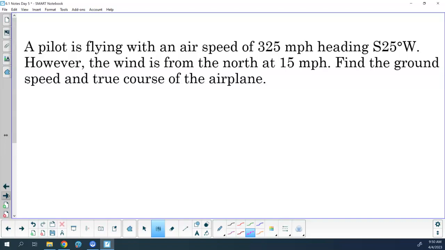Should be somewhere in your packet. I copied it right out of it. Yep. Additional examples number 1. Yep. Try that one. We'll let you guys do it, and then I'm gonna put up the answer. Okay? Go for it.